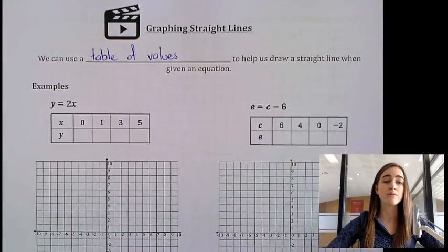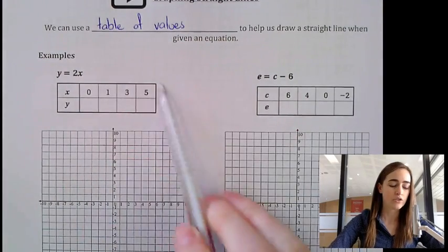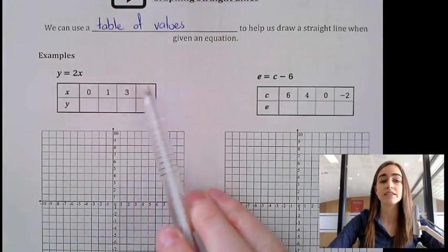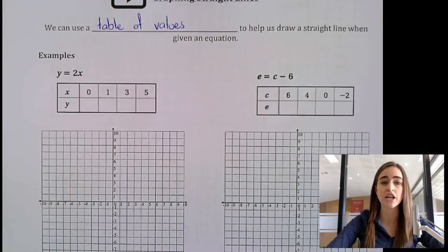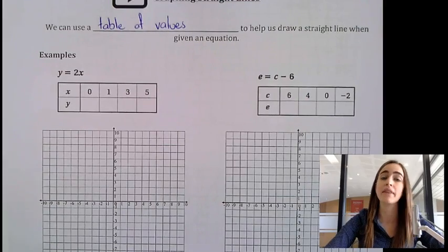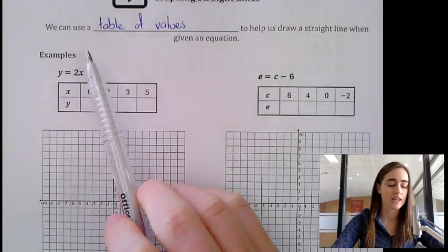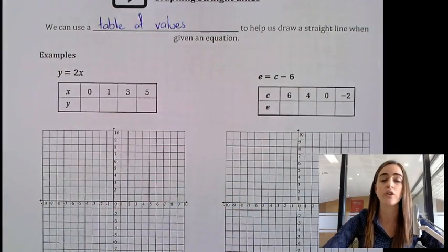Right, so the way a table of values works is that we're going to be given an equation and we can draw up a table, plug in some x values. It's up to you which x values those are. I've picked 0, 1, 3 and 5 for this one, but they could be any numbers. And we're going to substitute these numbers into our equation to figure out what the corresponding y value is.